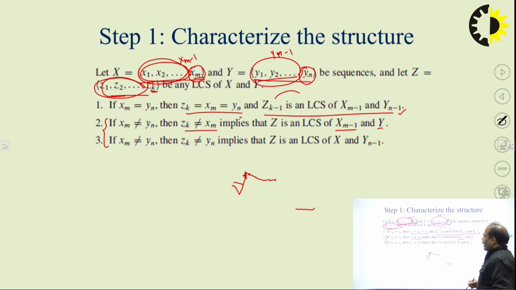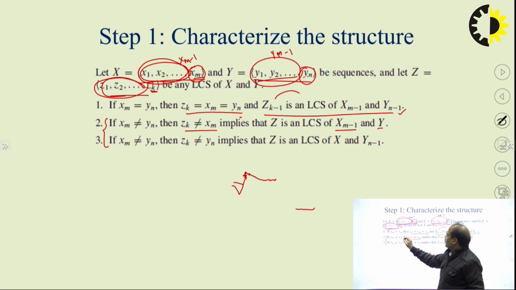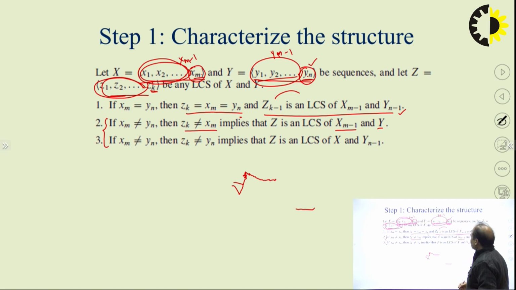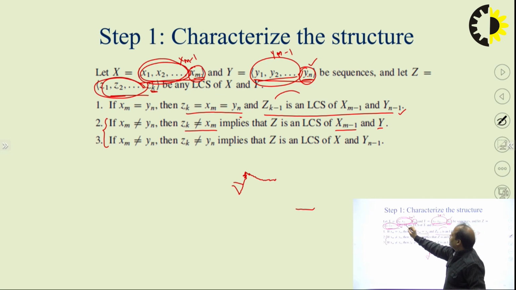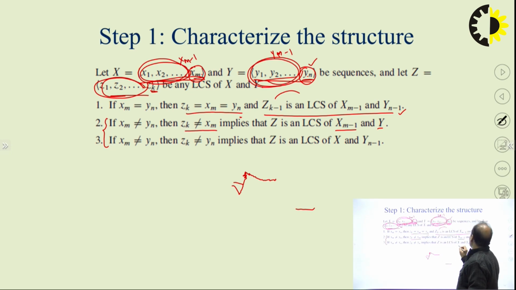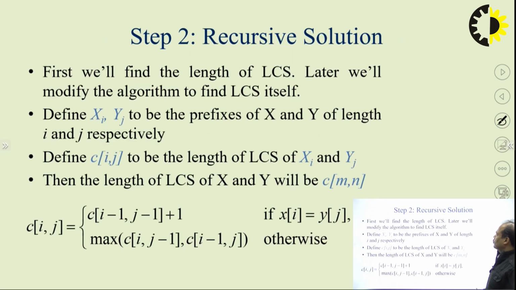Same situation: if end points are not equal, that means XM is not equal to YN and ZK is not equal to YN. So YN is ruled out of the LCS. It is not going to be in the LCS. So Z will be an LCS of the complete X and Y1 to Yn-1. That is it. Simple. So this is the structure of an optimal solution.